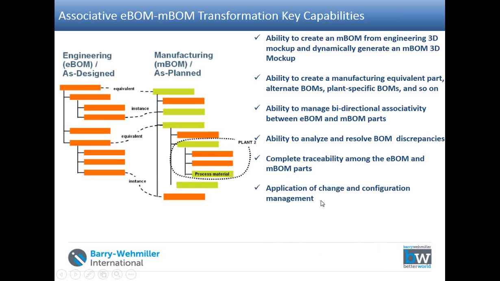And the last is the application of change, where you can have a single change management process for both. Any changes called for while creating the engineering and manufacturing BOM are handled together. What that means is that the engineer and the manufacturing engineer can identify the required design changes earlier in the design phase, before it is released into manufacturing. These are the capabilities in the associative E-BOM M-BOM transformation.